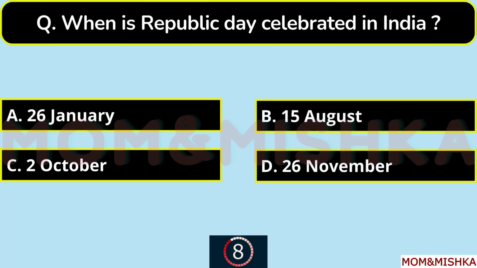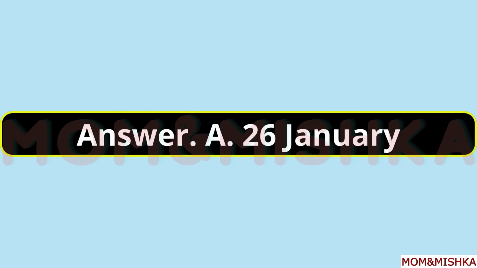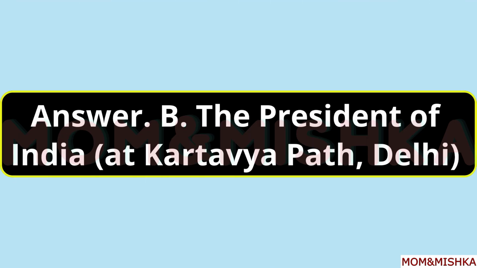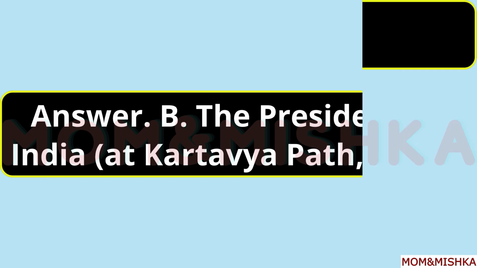When is Republic Day celebrated in India? On 26 January, option A. Who unfurls the flag on Republic Day of India? The President of India. Option B. He unfurls it at Kartavya Path, Delhi.